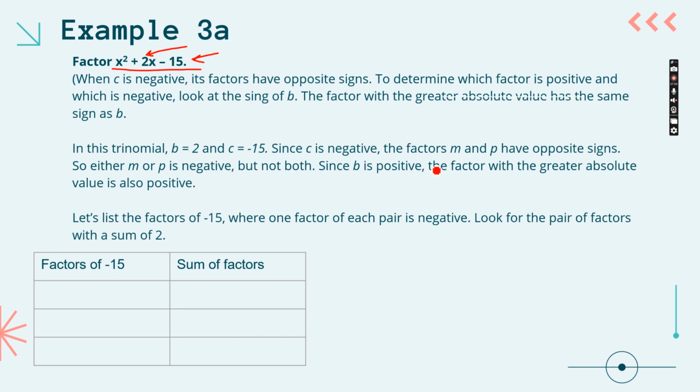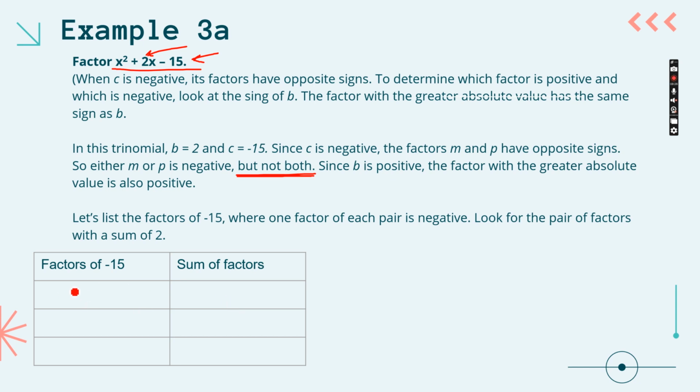Since C is negative, the factors m and p have opposite signs. So either m or p is positive. We can go ahead and choose. But we have to keep in mind that both of them cannot be negative. Since b is positive, the factor with the greater absolute value is also going to be positive as well. So let's go ahead and make a list of factors of -15, where one factor of each pair is negative, and also look at the pairs of factors with a sum of 2.